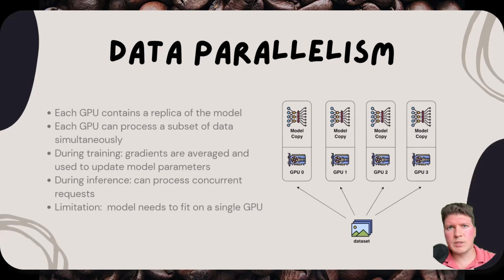Data parallelism is the simplest type of model parallelism. It involves making copies of the model and distributing these replicas across different GPUs. Each GPU processes a subset of the data simultaneously. During training, the gradients calculated on each GPU are averaged and used to update the model parameters. During inference, data parallelism can be used for processing concurrent requests.